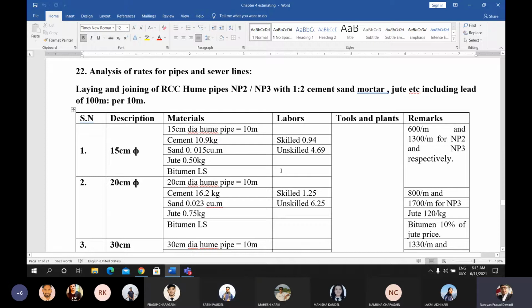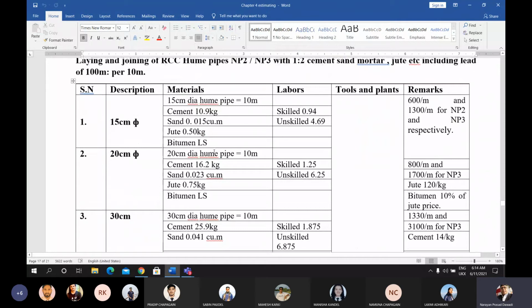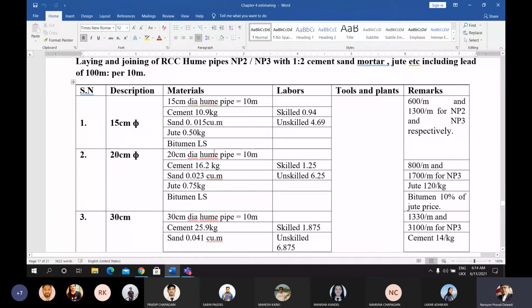Let me start the analysis of rates for the hume pipes or concrete pipe or RCC pipe. This is generally done for the convenience of the sewer lines. And generally, the diameter of the pipe is more than 15 centimeter. You may be asked in the exam for the analysis of rates of hume pipe, providing and laying hume pipe.